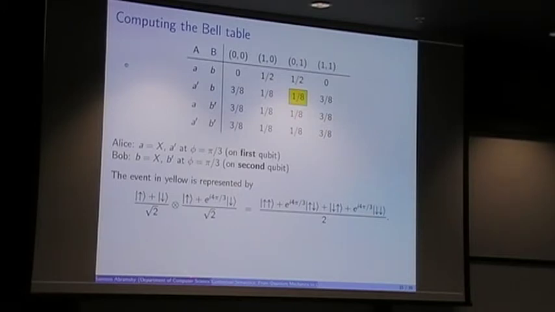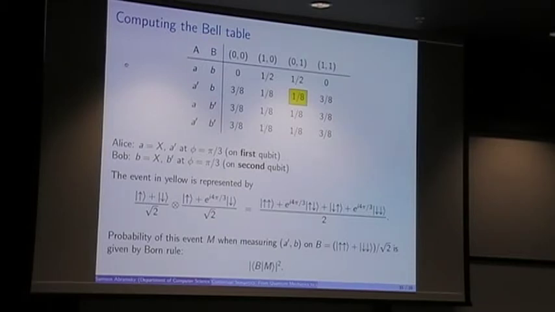And of course, as we said, Alice is performing her measurement on the first qubit of the system, and Bob is performing his measurement on the second qubit. So to represent this joint outcome, given these measurements, we have to take the tensor product of these vectors, which gives us this ugly-looking thing here. And we're going to measure this on the Bell state, a highly entangled state that we were talking about over here.